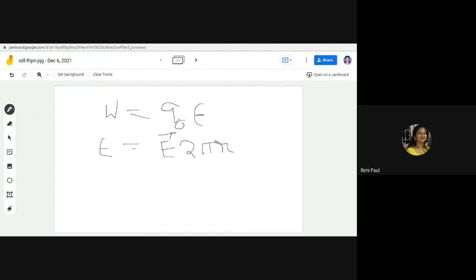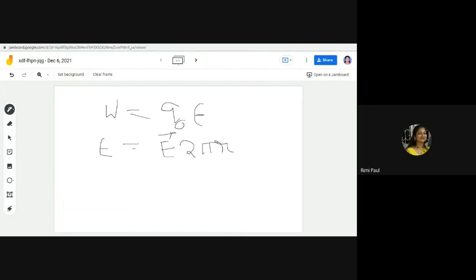What is Q naught E? This is epsilon, and that is equal to E bar 2 pi r. Now what is Q naught E? That is the force, the magnitude of force acting on the test charge. And 2 pi r is the distance over which that force acts.